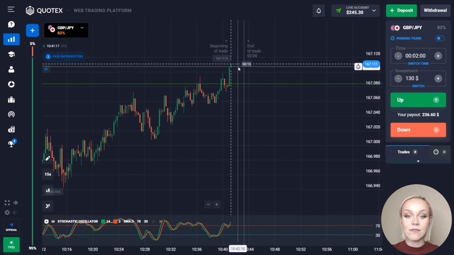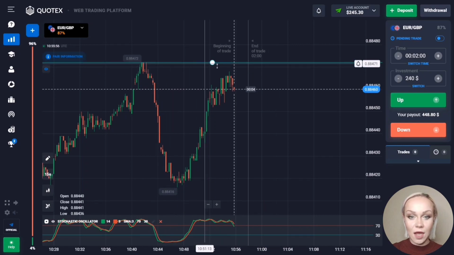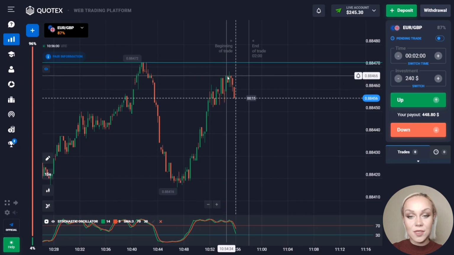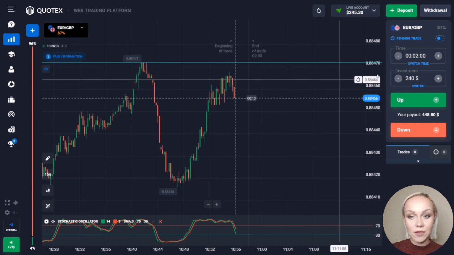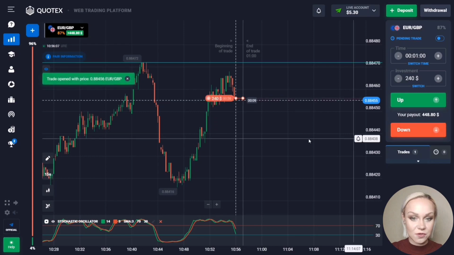As you can see, this level has been broken through. Everything is going well. Let's continue and find the next entry point. Here we have the level of resistance. We see that there was an upward movement and at the moment there was a fading. The price turned around and is moving down. Let's open a trade for a fall for 1 minute. I think the price will still move down soon.